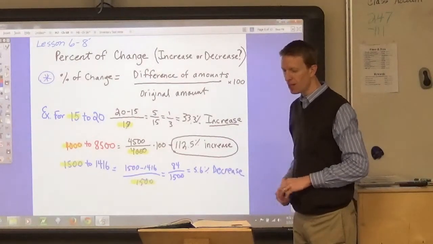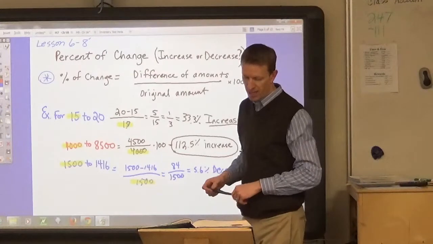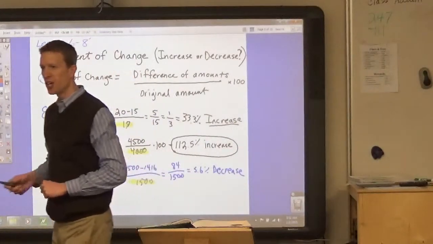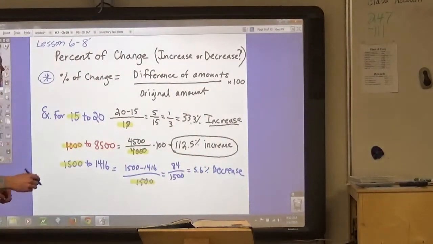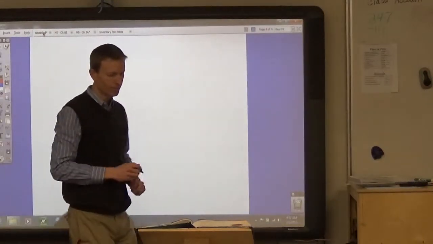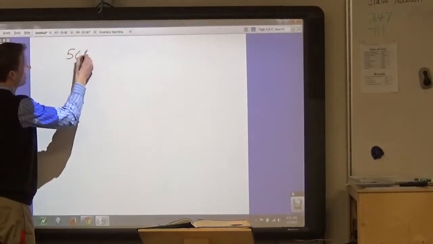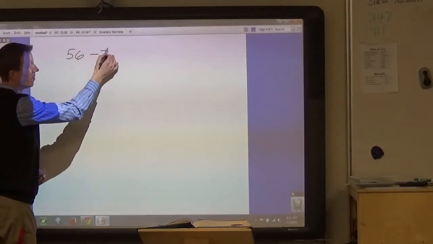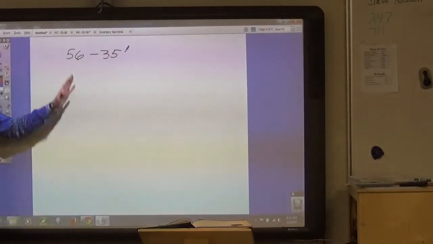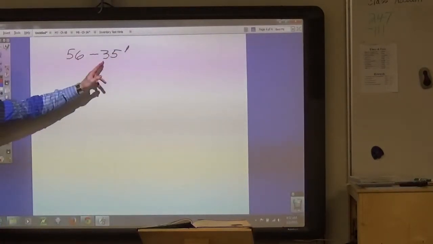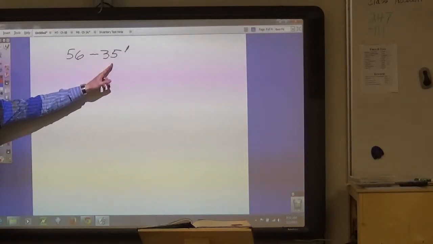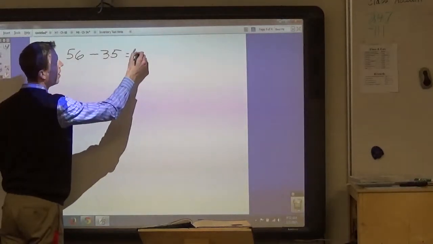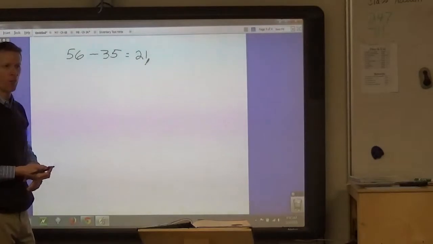Okay? How about a decreased amount? What about number 10? What would we do at number 10, John? 56 is decreased to 35. Right? So this is the starting amount. This is the next amount. This is a decrease. What is the difference? That would be 21. 21. And then divide it by what?